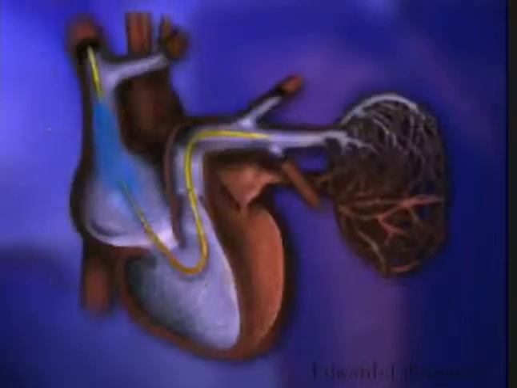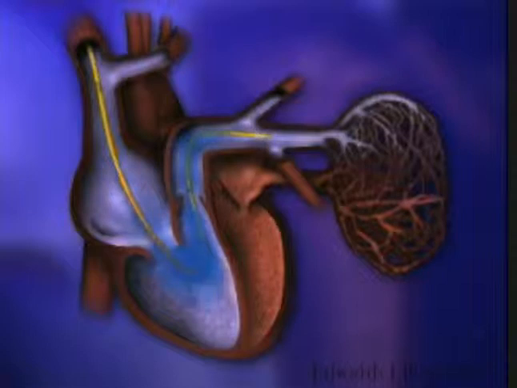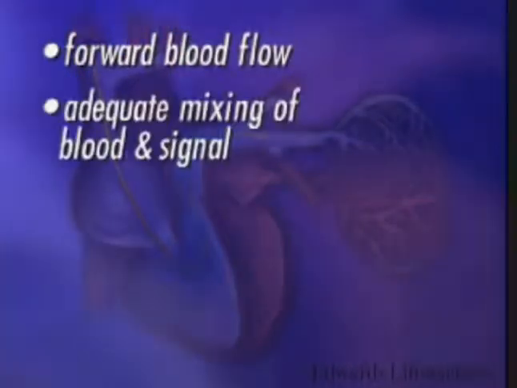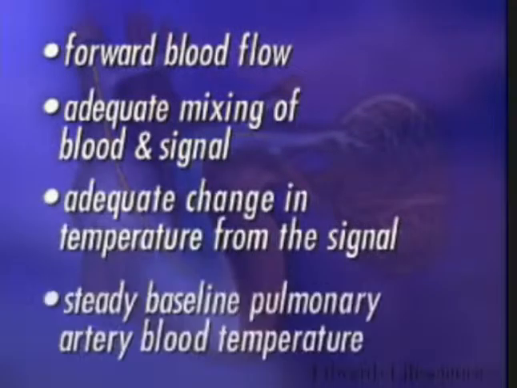Cardiac output determination by the thermal dilution method is only valid if the following principles are adhered to. There is forward blood flow. There is adequate mixing of the blood and signal, or the injectate. There is adequate change in temperature from the signal. And there is a steady baseline pulmonary artery blood temperature.